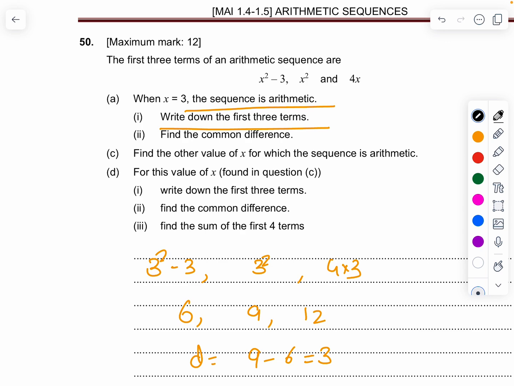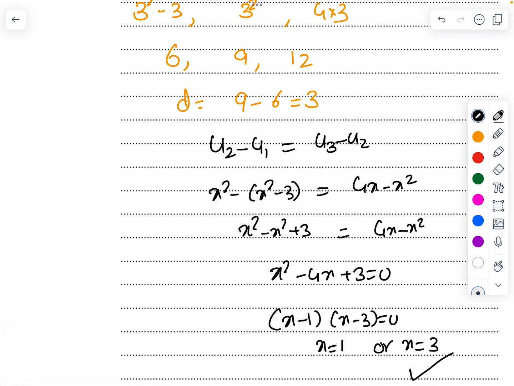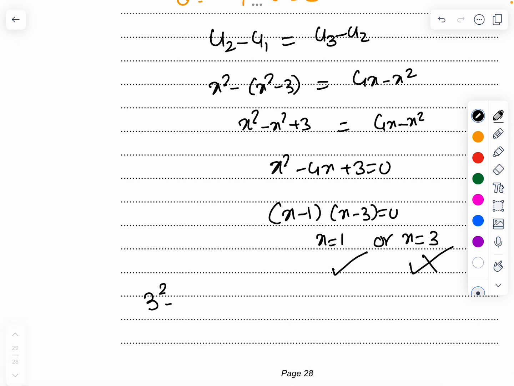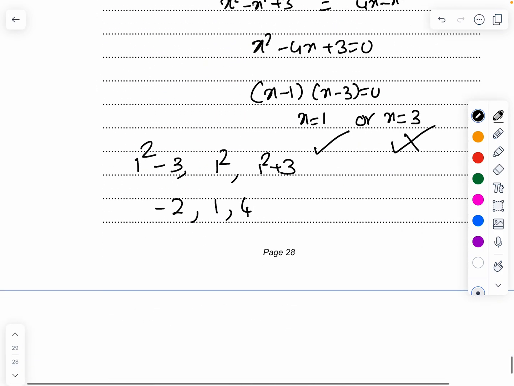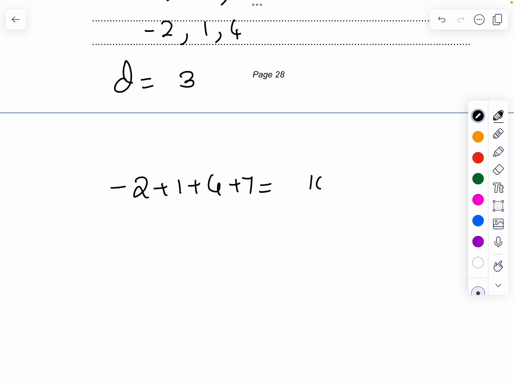Then for this value of x, write down the first three terms. The other value of x is 1, because 3 we have already used, so 1 is going to be the answer. So the terms will be 1 square minus 3, 1 square and 1 square plus 3. So it is negative 2, 1 and 4. Find the common difference. The common difference is going to be 3. And finally find the sum of the first four terms. So it's going to be negative 2, 1, 4 and the next term will be 7. That's going to be 10.